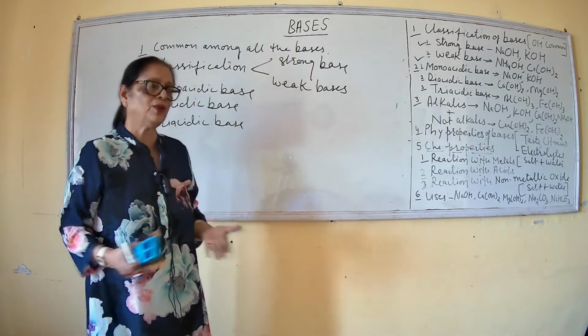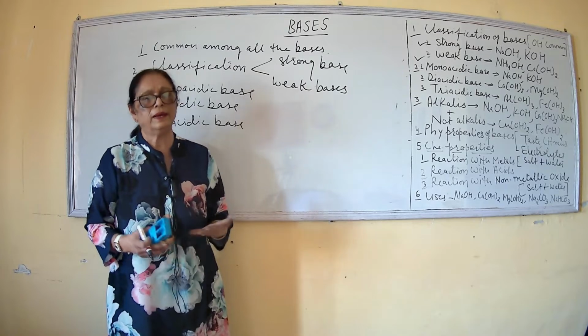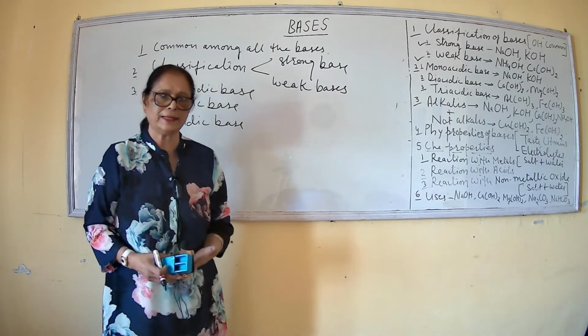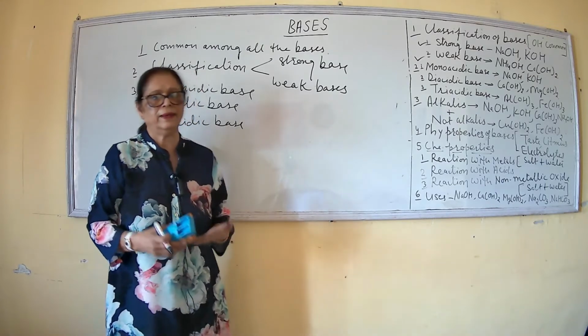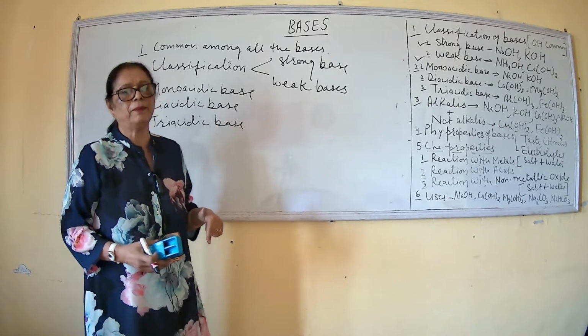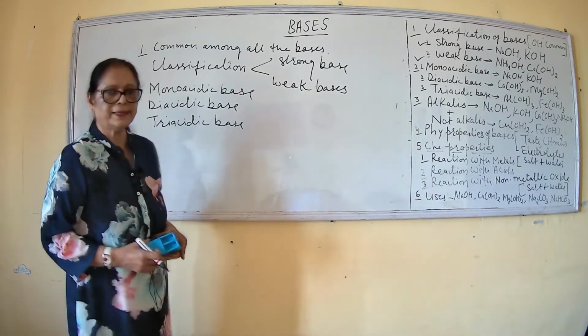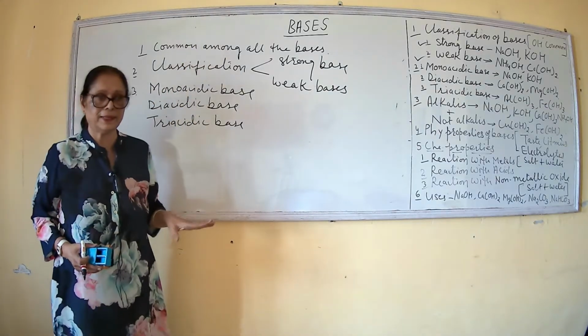In chemistry, we know that all compounds can be classified into three main categories known as acids, bases, and salts. Acids I have explained. Today I am going to explain bases. In my next session, I will explain about salts. So let's start. First of all, I will explain what bases are.